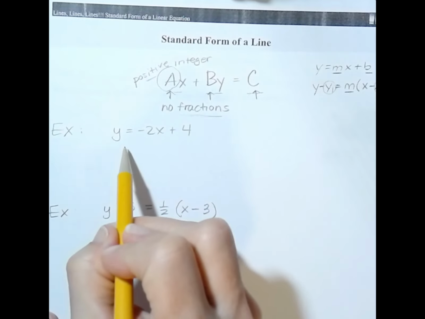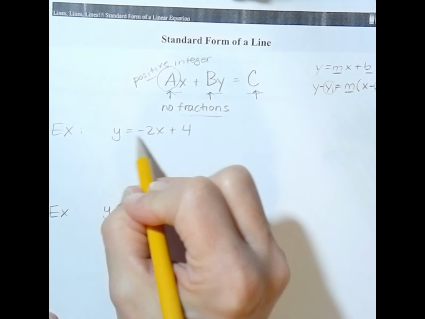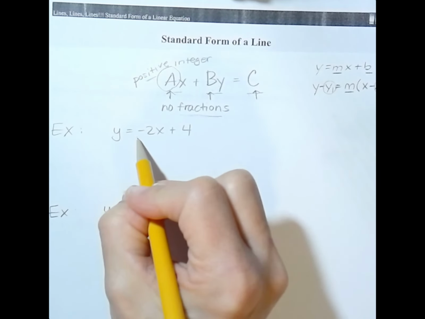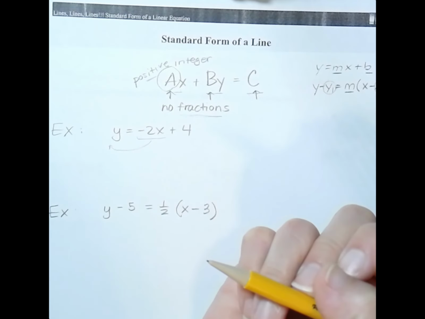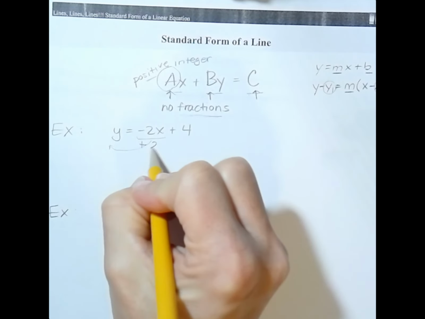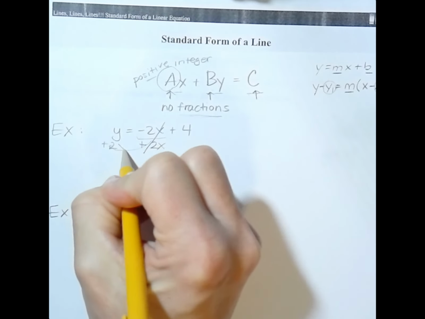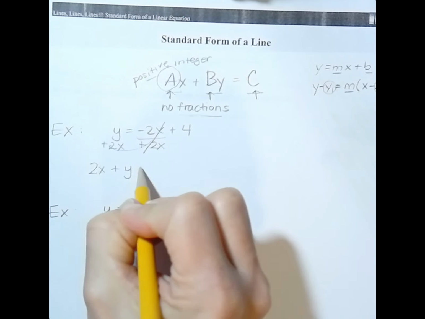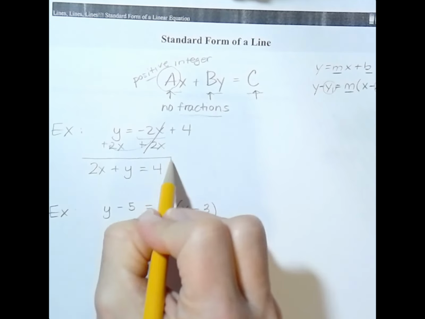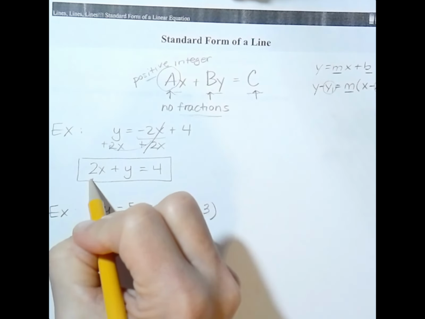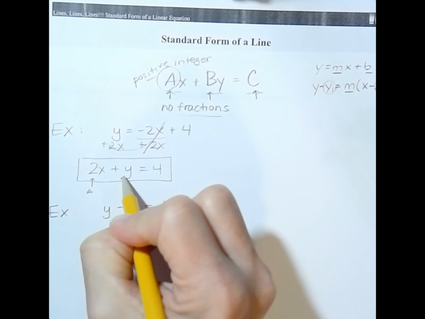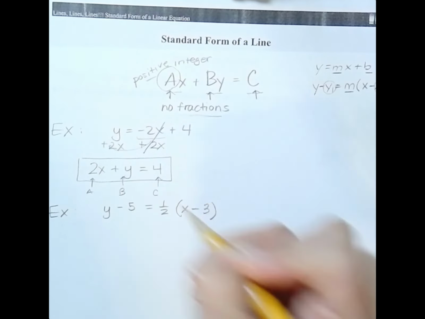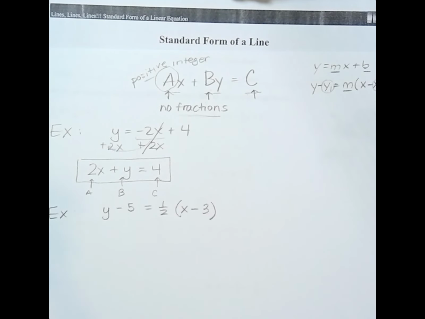So let's look at an example in slope-intercept form. y equals negative 2x plus 4. If I want to put that into standard form, I just need to take this x term and get it to the other side with the y. I can do that by adding 2x to both sides. y plus 2x is the same as 2x plus y equals 4, and that would be in standard form. My a is 2, my b is the coefficient of y, which is 1, and my c is the number without any variables. So that's an easy one.